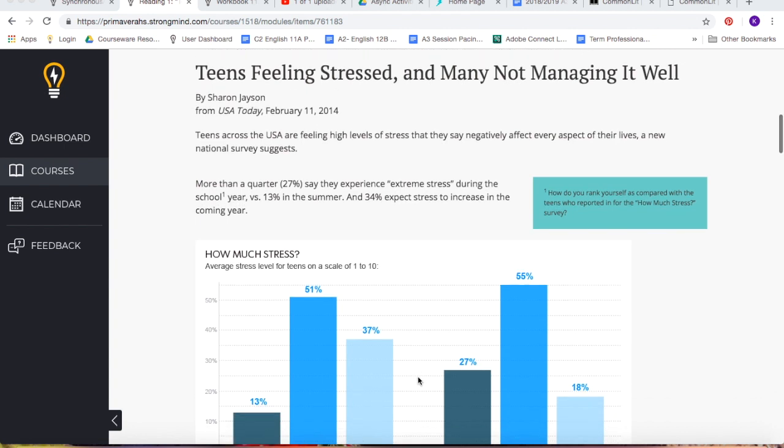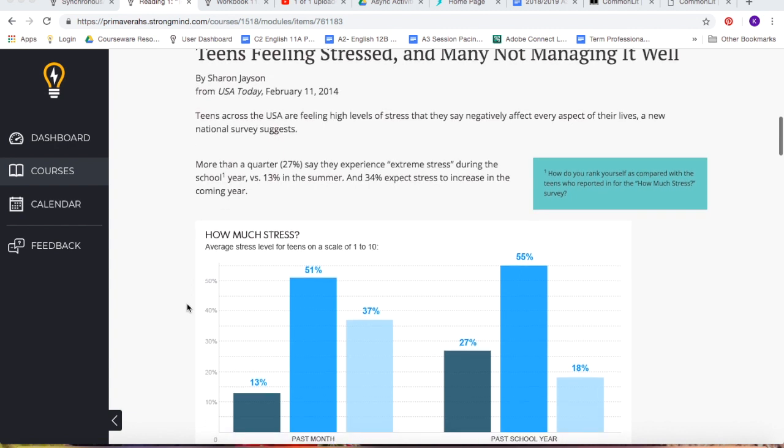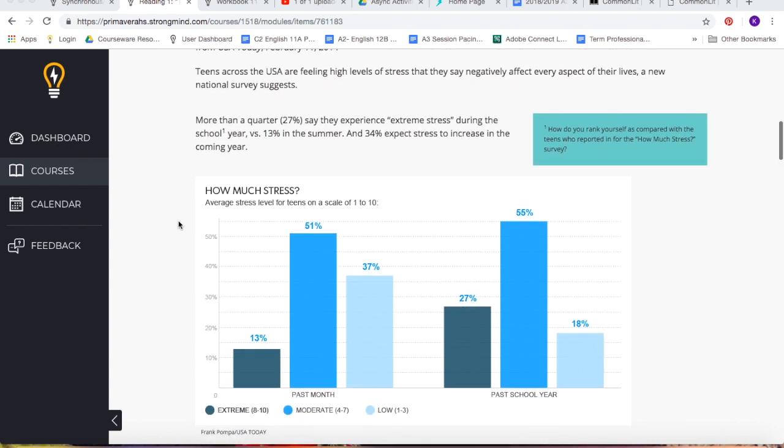So above each graphic is basically an introduction to that graphic. If we look here just at this very first one, it says teens across the USA are feeling high levels of stress that they say negatively affect every aspect of their lives, a new national survey suggests. More than a quarter, 27%, say they experience extreme stress during the school year versus 13% in the summer, and 34% expect stress to increase in the coming year.